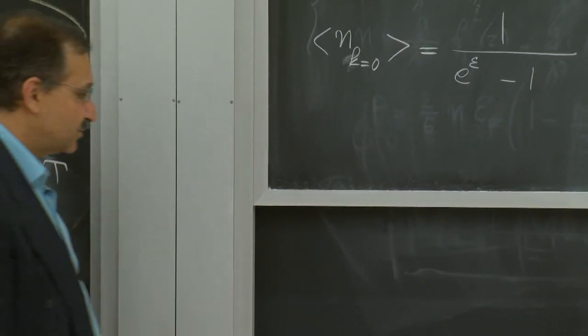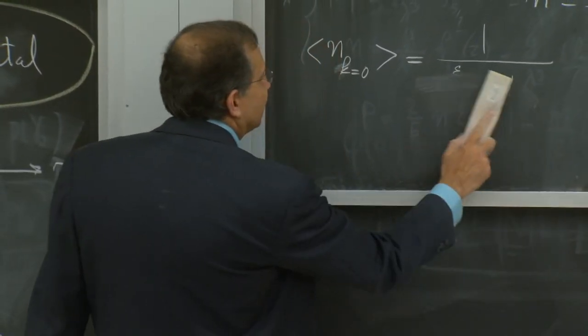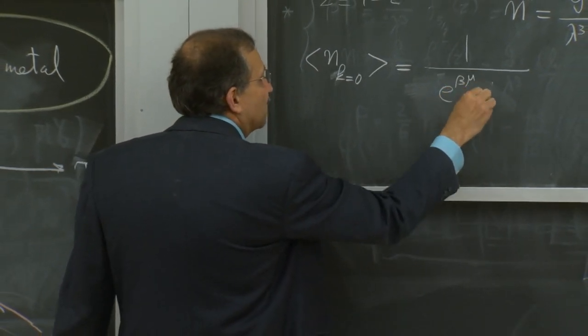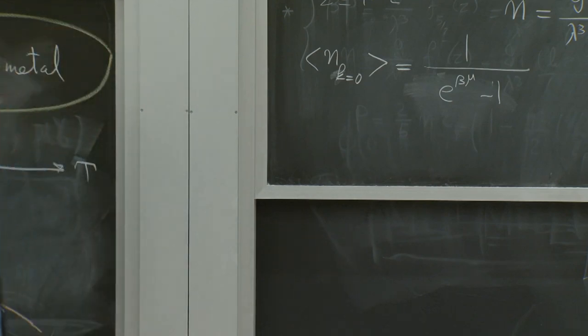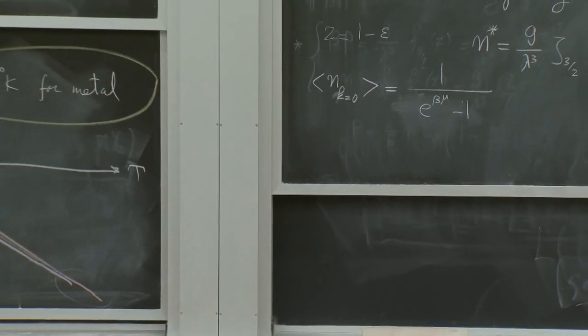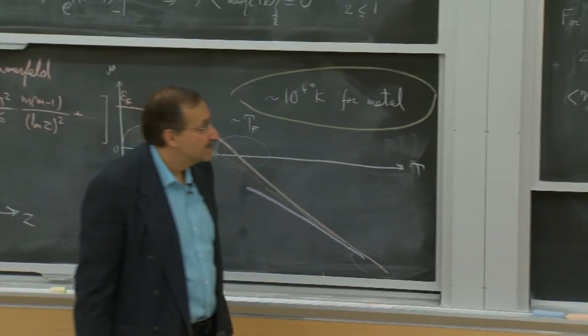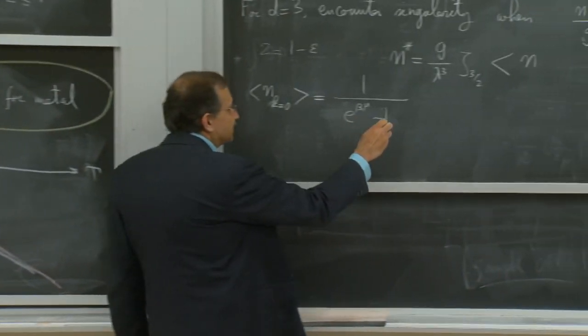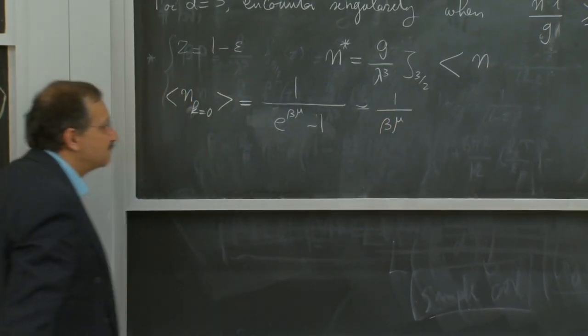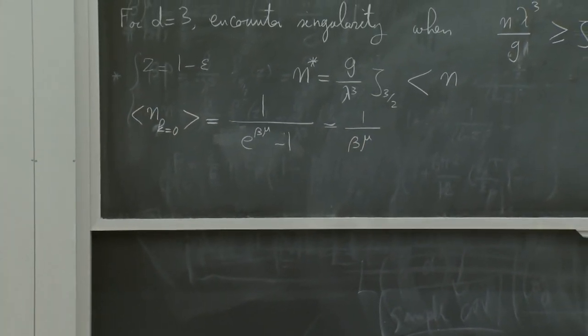Actually, maybe what I should do is to write it in the form e to the beta mu minus 1 and realize that this beta mu is a quantity that is very small. It is the same thing that I was calling epsilon before. And if it is very small, I can make it to be 1 over beta mu. Okay?